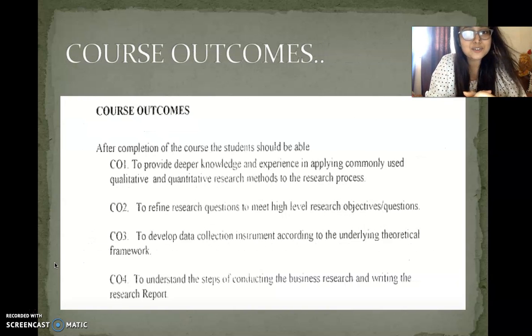Now finally, I'll take you to the course outcomes. So let's discuss. After completion of the course, the students should be able to provide deeper knowledge and experience in applying commonly used qualitative and quantitative research methods to the research process, to refine research questions to meet high-level research objective questions, to develop data collection instrument according to the underlying theoretical framework, and finally, to understand the steps of conducting business research and writing the research report.